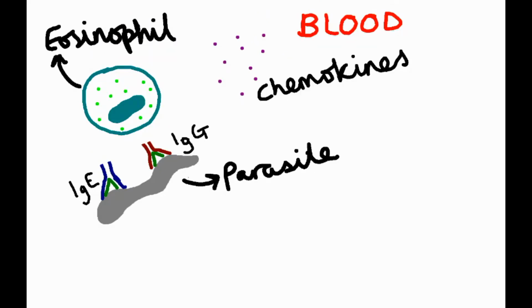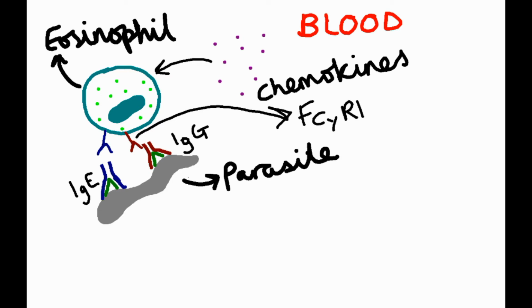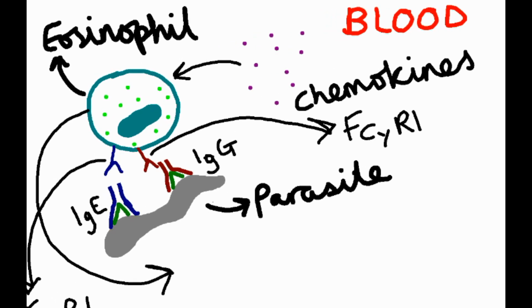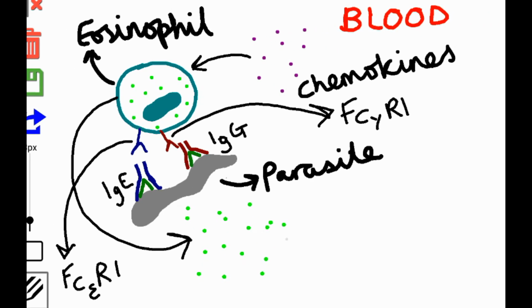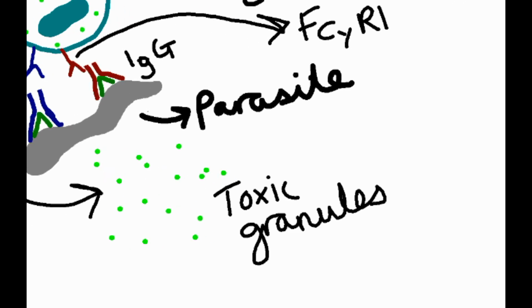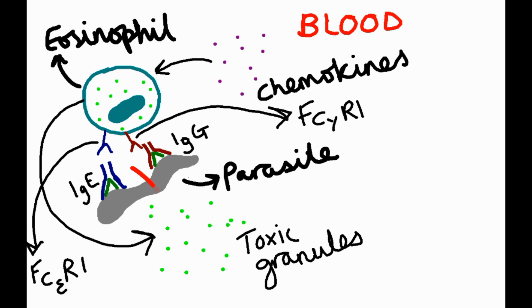The chemokines stimulate eosinophils to express two main receptors. These are Fc gamma receptor 1 and Fc epsilon receptor 1. These receptors can now bind to the IgG and IgE antibodies already bound to the parasite. The binding of the Fc receptors to the antibodies will cause the eosinophil to release its toxic granules. This will result in eventual death and removal of the parasite.